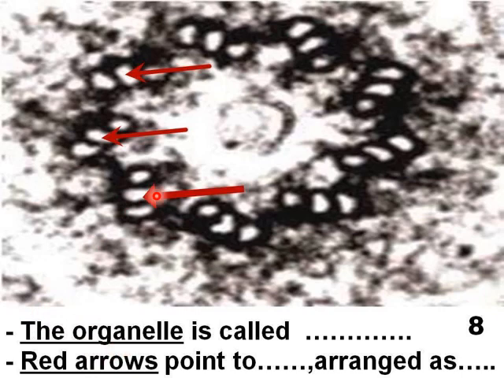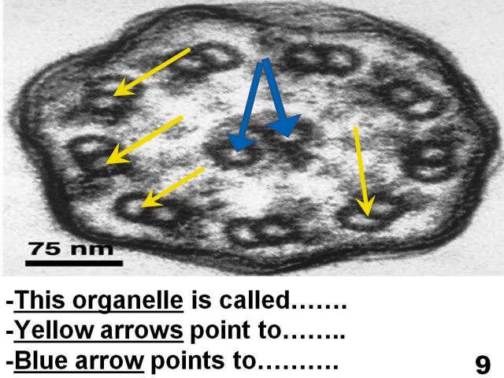From the centriole, cilia and flagella arise. This is an EM picture of the shaft of a cilia. What is the visible feature of identification? 9 doublets of microtubules and 2 singlets surrounded with cell membrane. The organelle is the shaft of the cilia. The yellow arrow points to the 9 doublets, while the blue arrow points to the singlet.